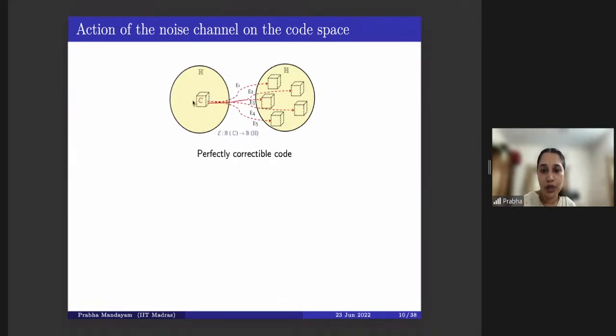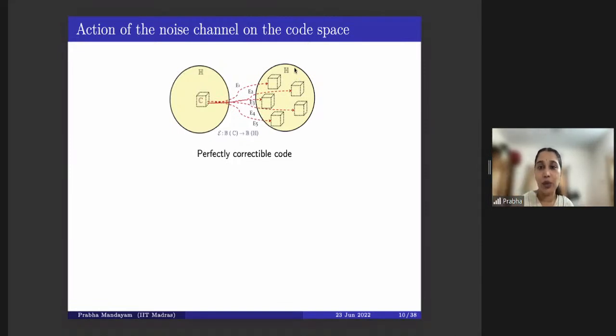The 3-qubit code is like this little box sitting inside a larger Hilbert space, right? This little box is a 2-dimensional subspace of a larger Hilbert space. And these errors are mapping the code space to different parts of the 3-qubit Hilbert space. And this is what I was trying to say. They're mapping them to disjoint, non-overlapping parts.